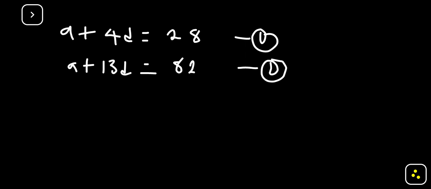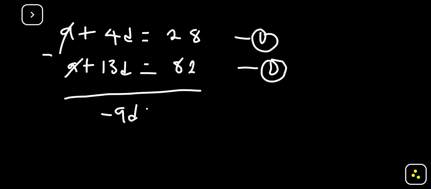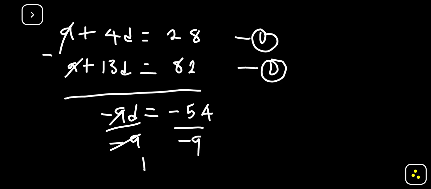We're going to apply the elimination method. Let us subtract equation 2 from equation 1. So A will cancel here, and then we'll have 4D minus 13D, which gives us minus 9D. This is equal to 28 minus 82, which gives us minus 54. So we can now divide both sides by negative 9. Negative cancels negative, and 54 divided by 9 is 6. So our common difference is 6. So one is out of the way.